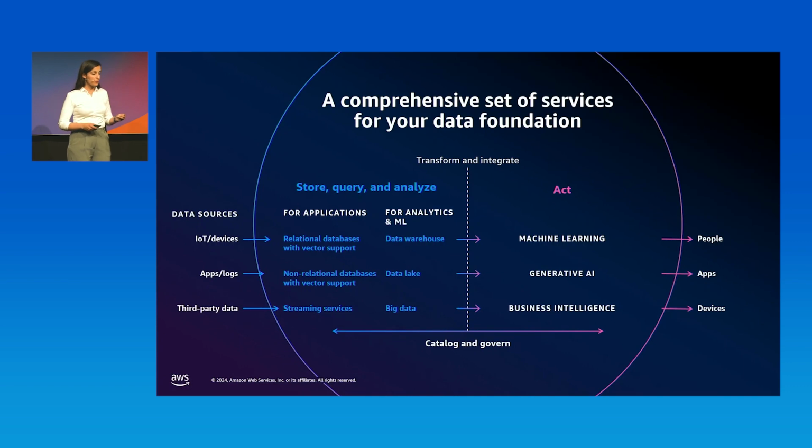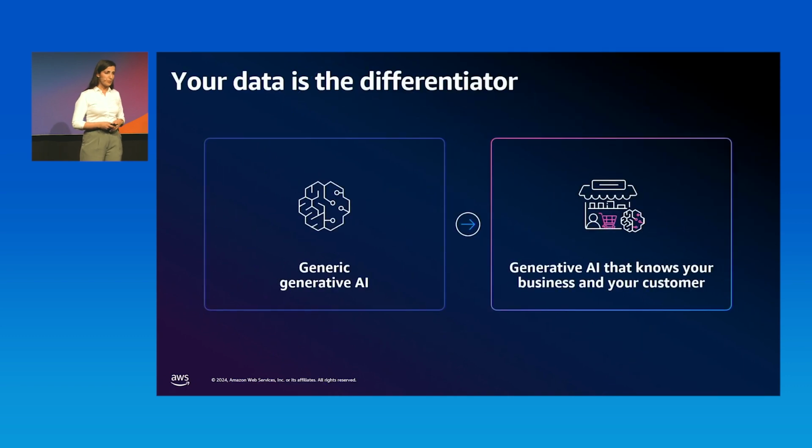So from storing, querying, to analyzing your data, and finally putting all of that to work is what you can do with AWS. But what that basically means is that it's your data that is the differentiator. When you want to build GenAI applications, or any applications for that matter, you need to use the data that is unique to your business, because that is what tells you how to most optimally use it.